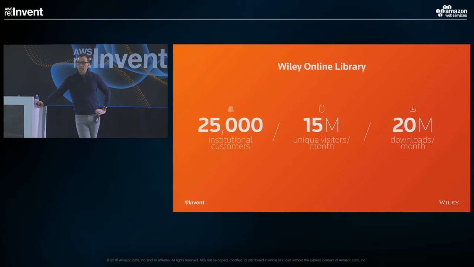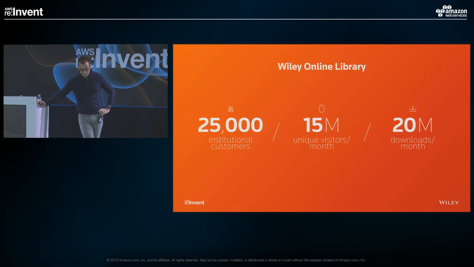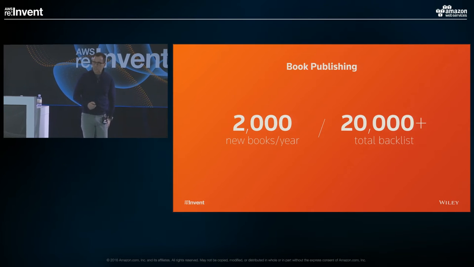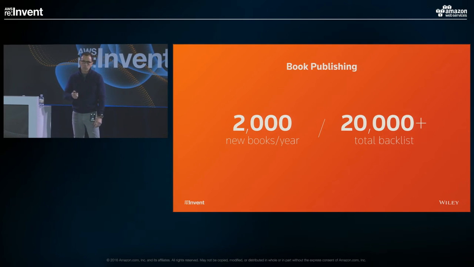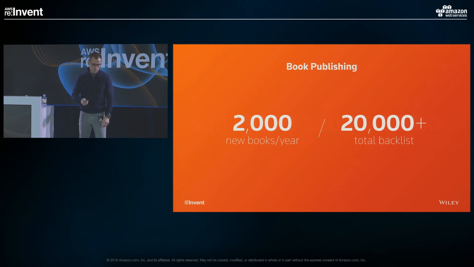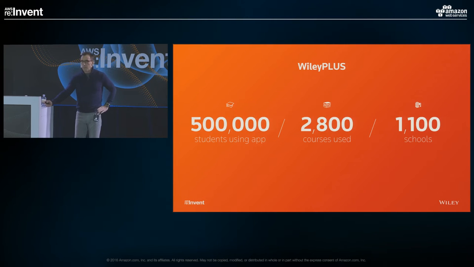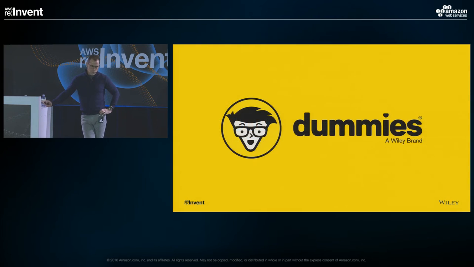Online Library is our flagship product for peer-reviewed scholarly research, with 15 million unique visitors a month from 25,000 institutional customers. And we publish about 2,000 new books a year, with over 20,000 in our backlist. And Wiley Plus is our online higher education product, with 500,000 students from 1,100 colleges and universities each year. Notwithstanding these great products, you may know us better for this, the For Dummies brand.